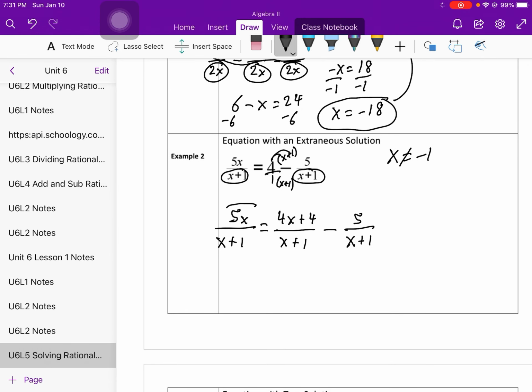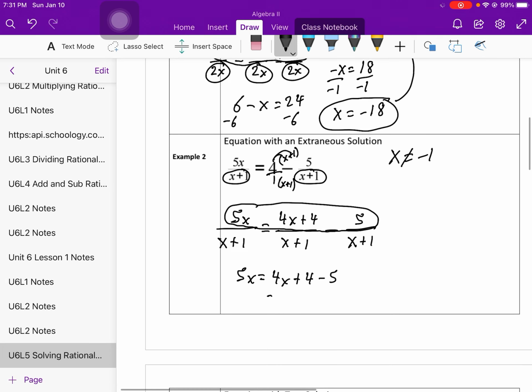Now that we have the same denominator, let's just look at the tops, treat those like one equation. So 5x equals 4x plus 4 minus 5, and it's a pretty simple equation for us to solve. We're going to subtract 4x, we get x equals, that is just going to go away, positive 4 minus 5 gives us negative 1.